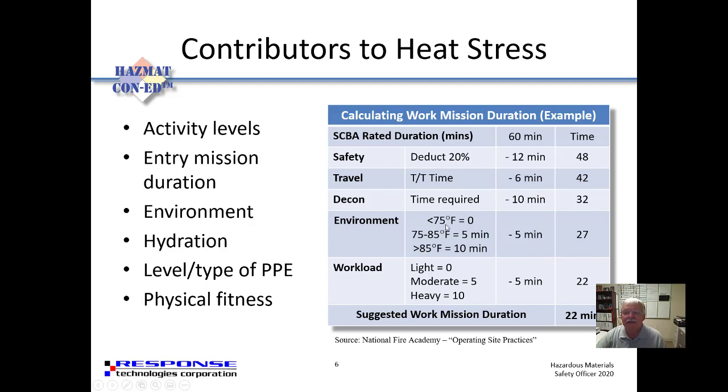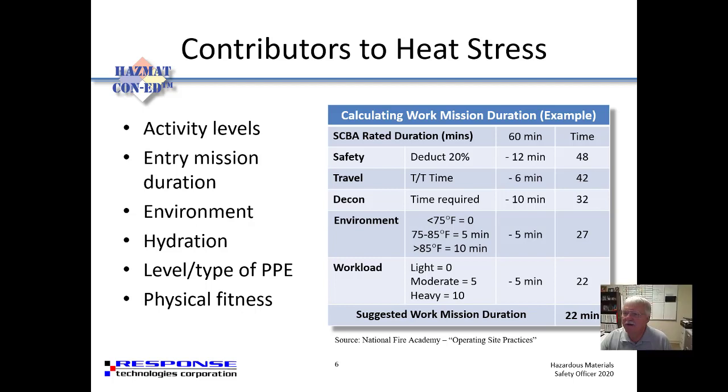Then, depending upon the temperature in the environment, we are going to take either 5 or 10 minutes off of that. And depending upon the level of workload, we're either going to take 5 or 10 minutes potentially off of that. So on a 60-minute model, we're typically looking at a work mission duration of about 22 minutes. Now, differences in environment, differences in workload, all those things can change your work mission duration, but this is a good basic formula for calculating how long we're going to allow people to work downrange.